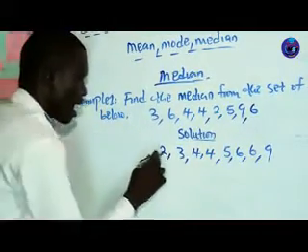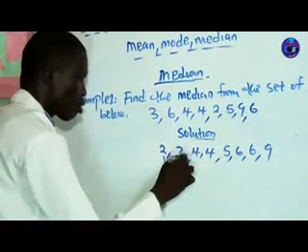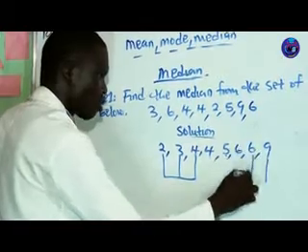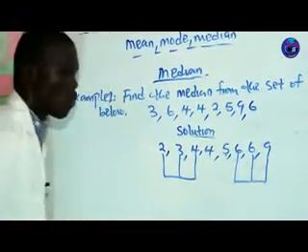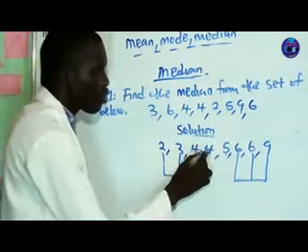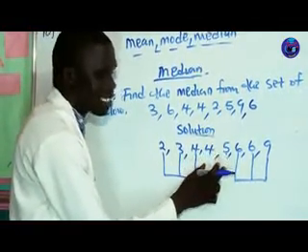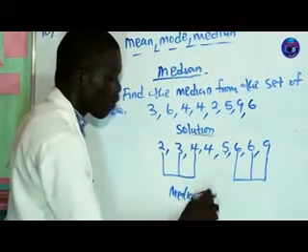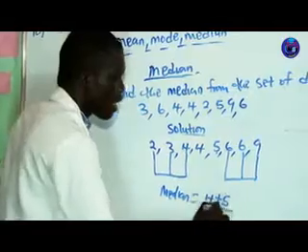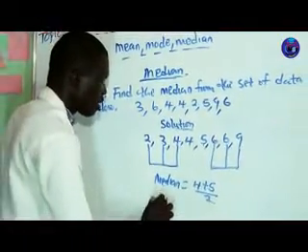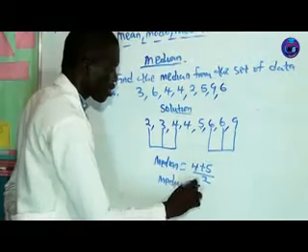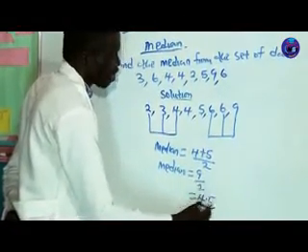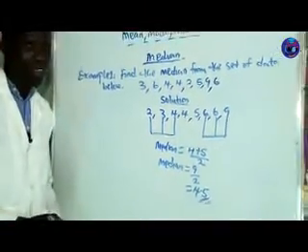Okay, correct? Now, if you look at it from here, 1, 2, 3. 1, 2, 3. We only have 2 numbers at the center. So our median will be 4 plus 5 divided by 2. Okay? So median will give us 9 divided by 2, which will give us what? 4.5. I believe you are following the class.